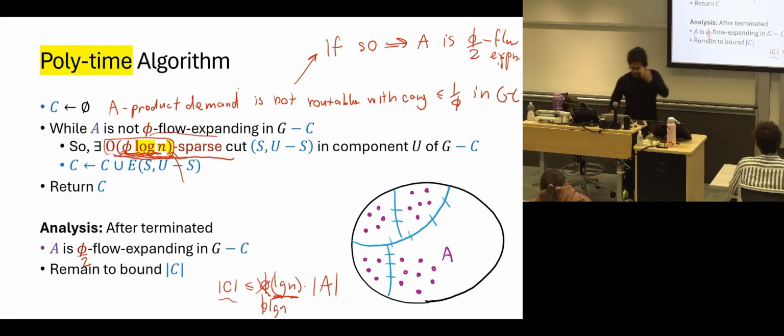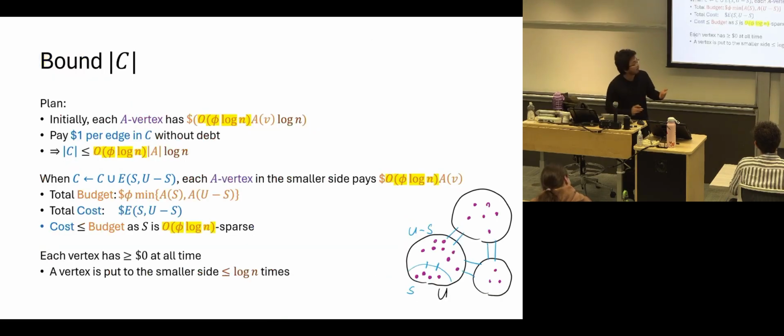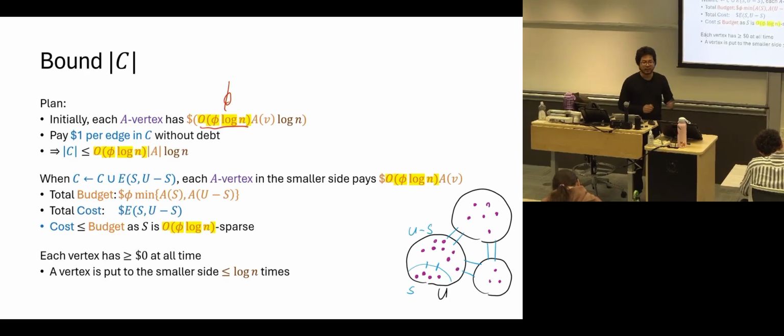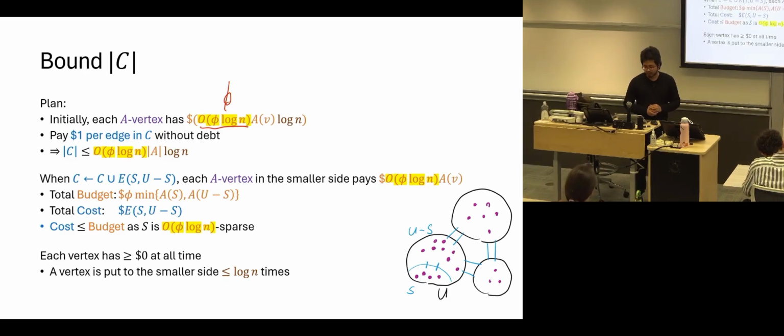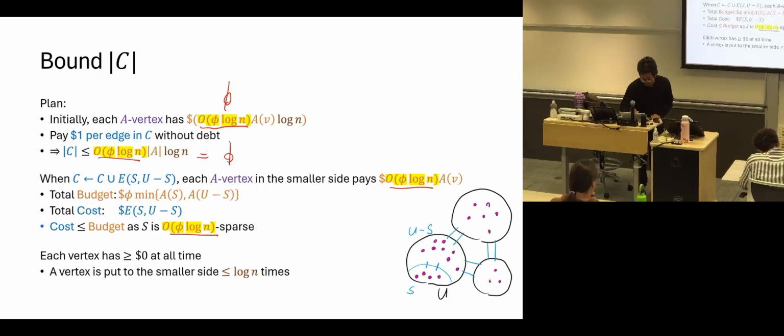So the idea is you can just look at the same proof. Everything that I highlight here used to be phi, and now it's just phi log n. Everything used to be phi, now it's become phi log n. So this is a phi log square n times A. Okay, that's it. So you can verify this yourself.